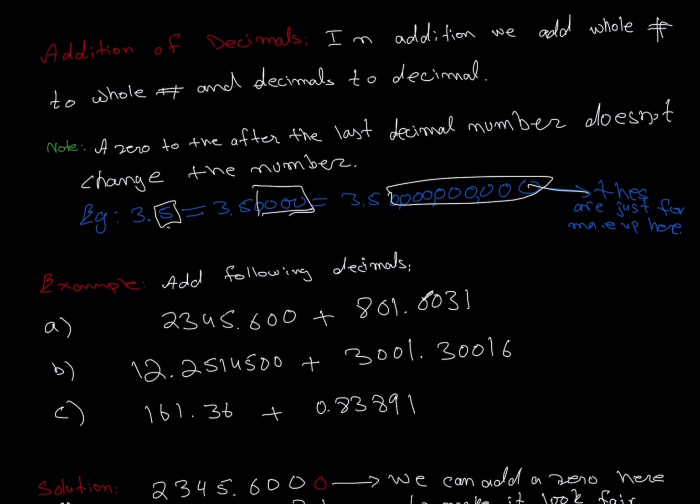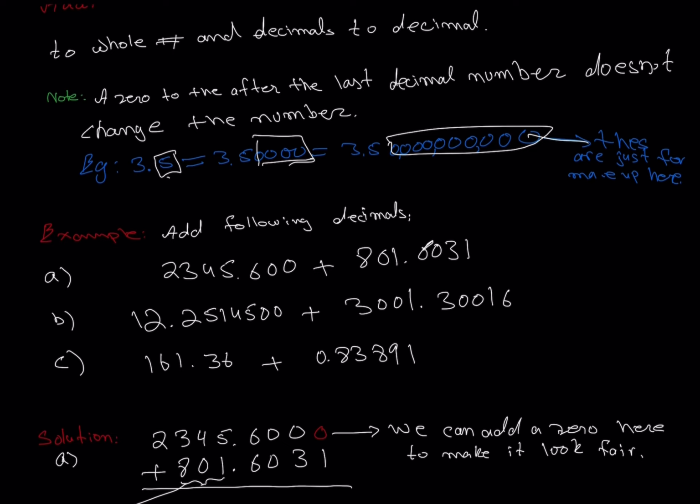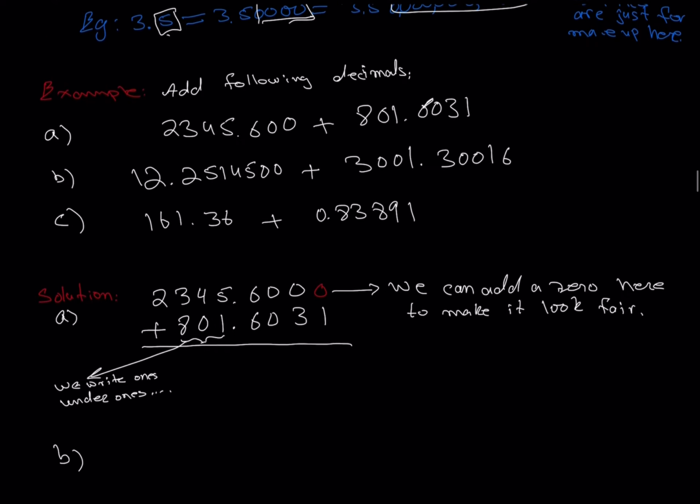So let's find these examples and solve them. Let's solve A and B. 2345.600 and add that to 801.8031. If you have to do it in a horizontal way, you have to match: the dot should be under the dot. Dot should match the dot, or this has to be in a vertical position.